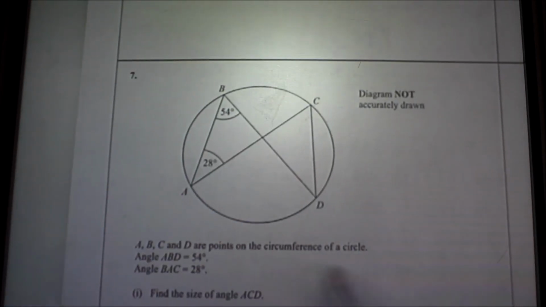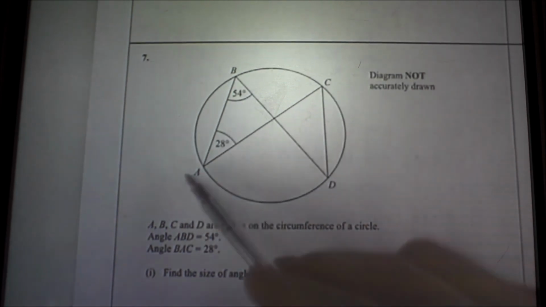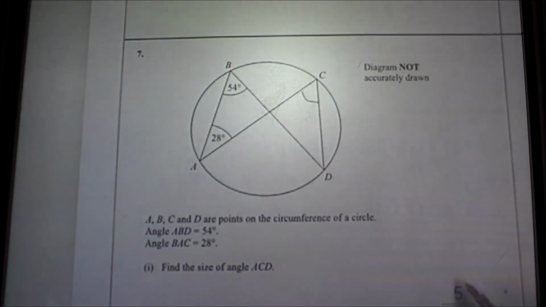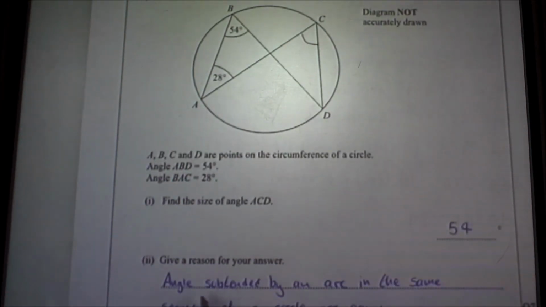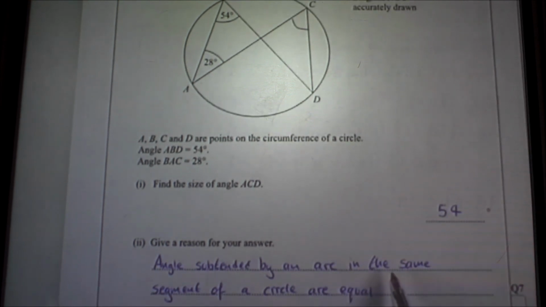Question number 7. A, B, C, and D are points on the circumference of a circle. Find the angle ACD. So it's that one in there. It is 54 degrees, because angles subtended by an arc in the same segment of a circle are equal. So that means they must be equal. So 54 degrees. Another circle theorem there to learn. And that's your questions on circle theorems.